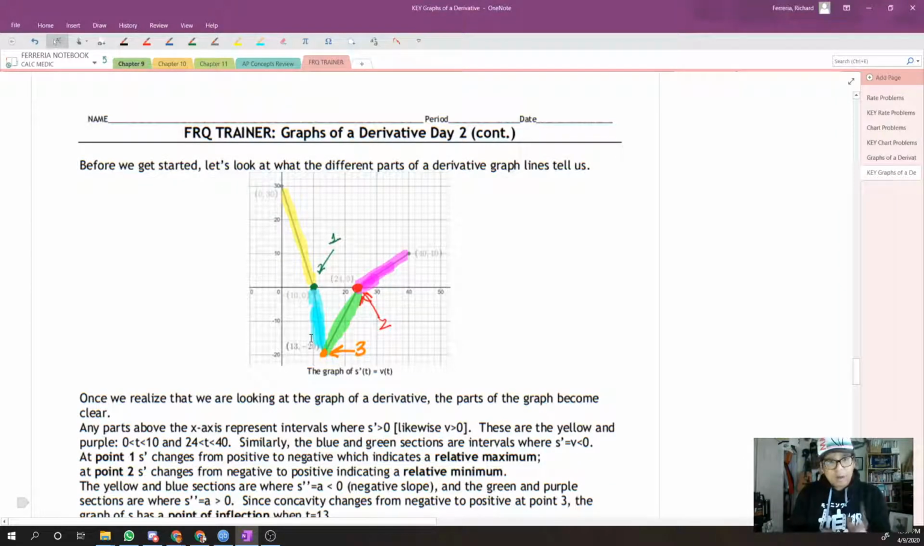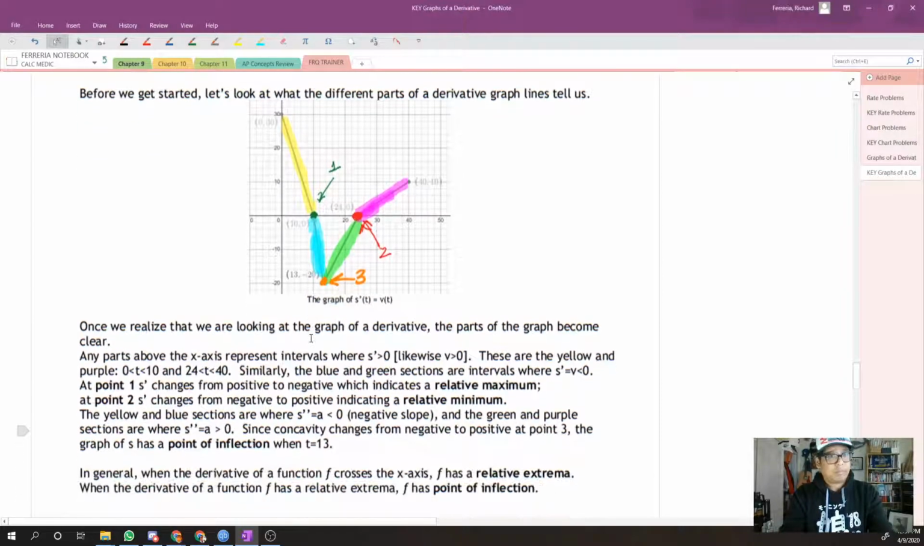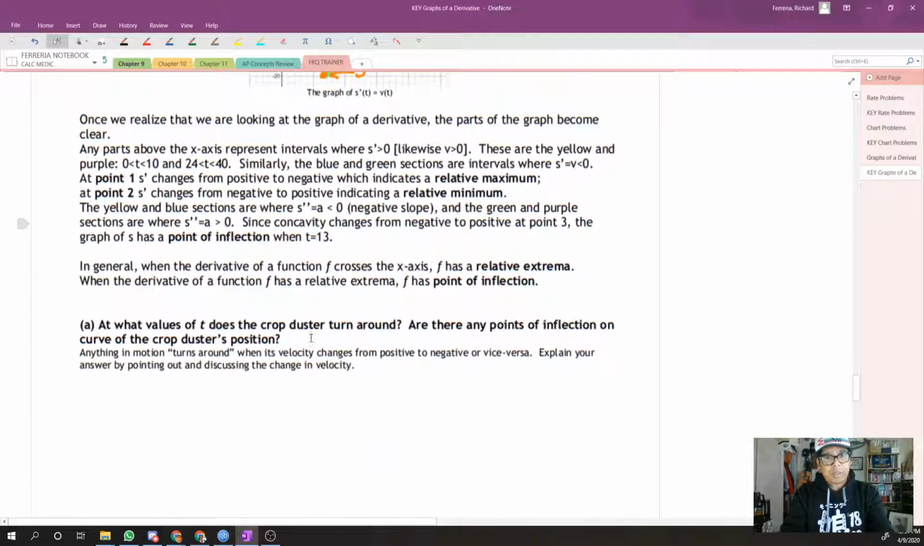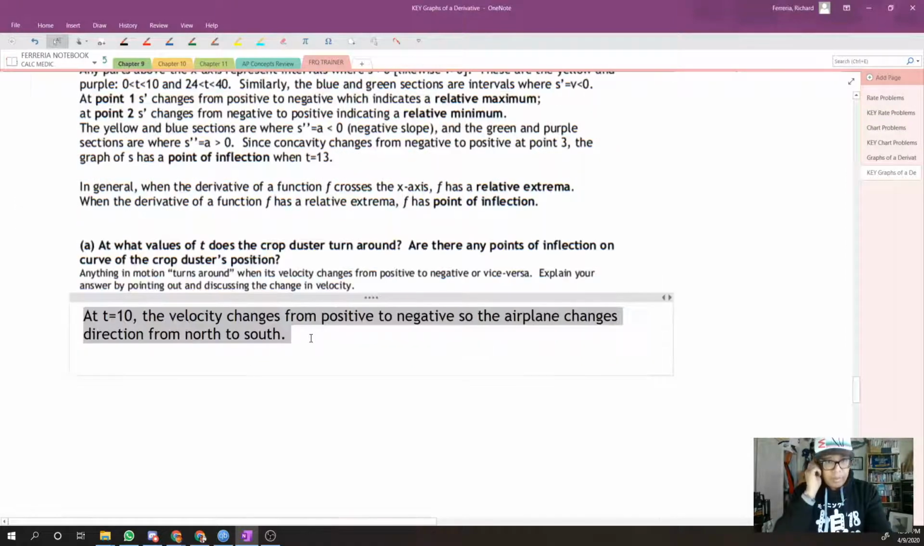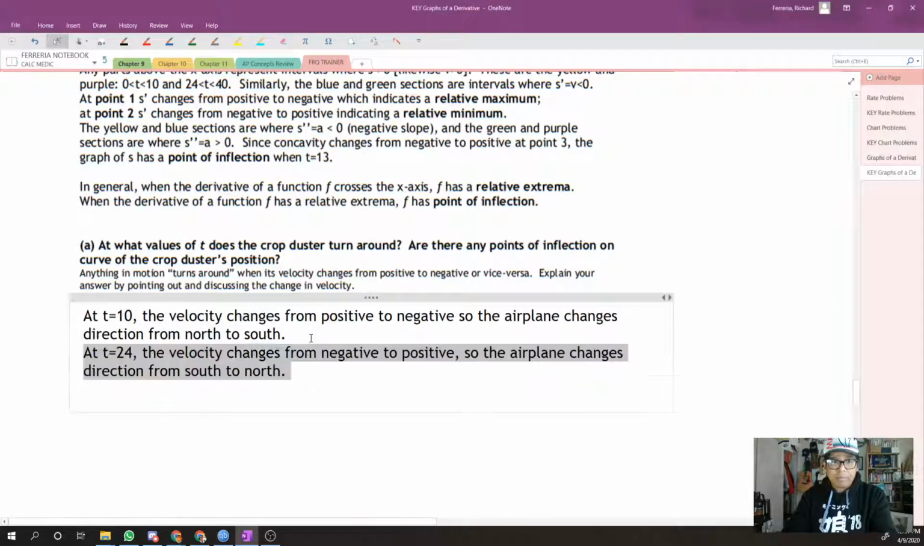What we've discussed so far is going to allow us to answer the first part of question A. So when does the crop duster turn around? At t equals 10, the velocity changes from positive to negative. Therefore, at t equals 10, the airplane changes direction from north to south. And likewise, at t equals 24, the velocity changes from negative to positive. So the airplane changes direction from south to north.